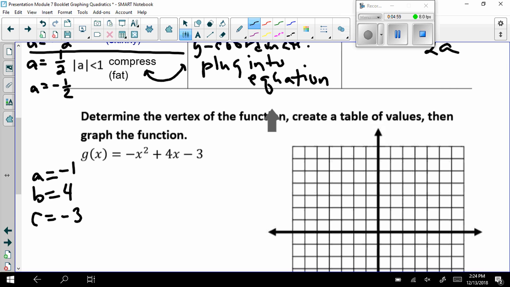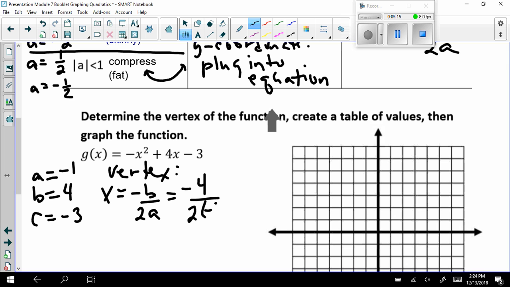To find my vertex, which is what I'm going to do first, before I create my table of values, because I want the vertex in the middle, I'm going to use negative b over 2a. That's the formula. I'm going to replace 4 in for b. I'm going to replace negative 1 in for a. So I get negative 4 over negative 2, which is 2. So the x-coordinate of my vertex is 2.